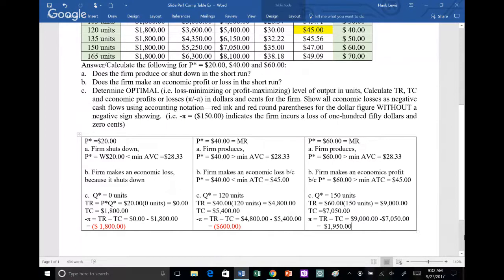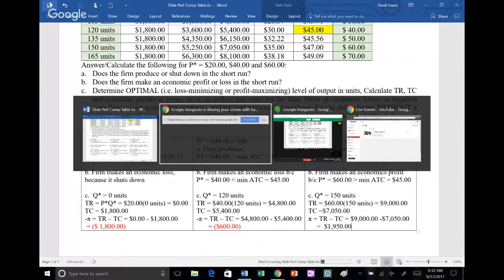You do not use a minus sign with currency to denote a negative value, and the only negative currency value you will see is an economic loss. Notice the costs and revenues are all in the black. They are positive. Only the losses are in red ink and round parentheses. Only they are negative. So for $60, the economic profit is equal to $1,950.00. So let me just wrap this up for y'all now.